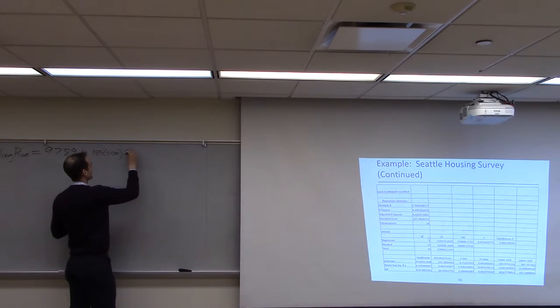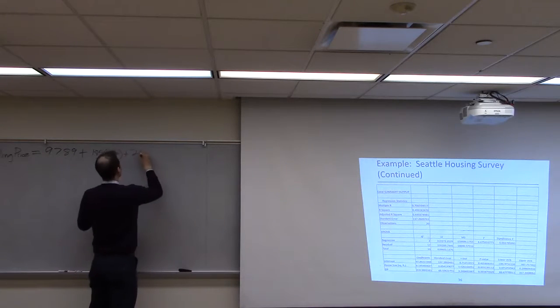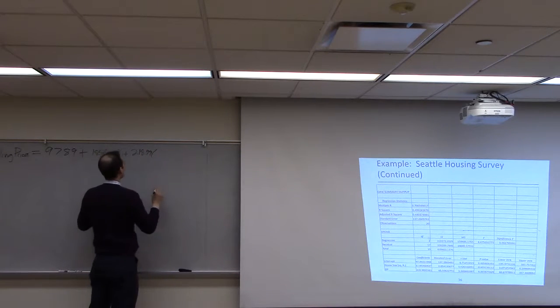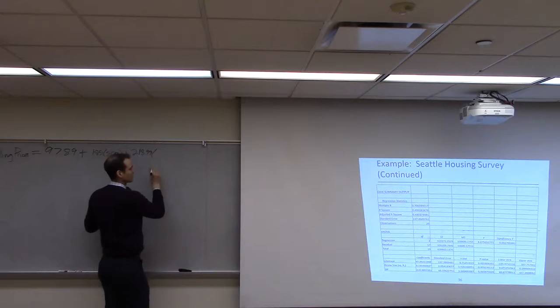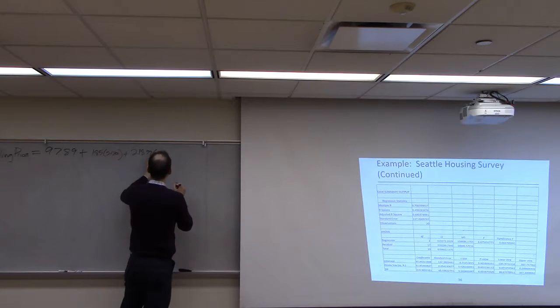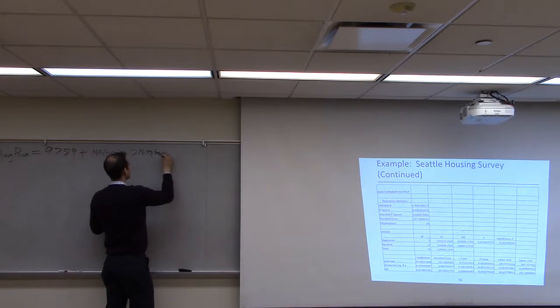Plus 218. Oh, sorry. 218.989. Yeah, 218.989, times zip. Which zip code? 98026. Excellent.